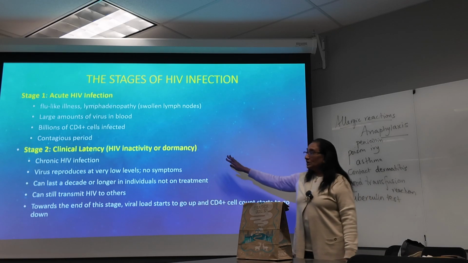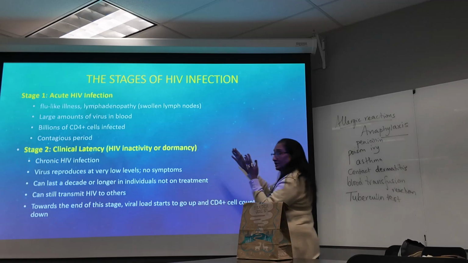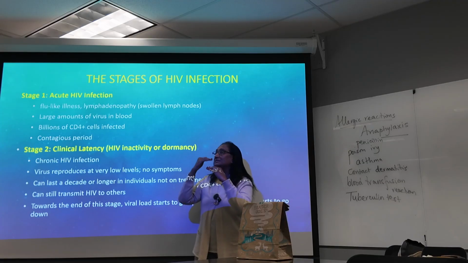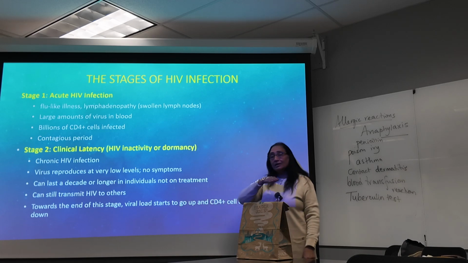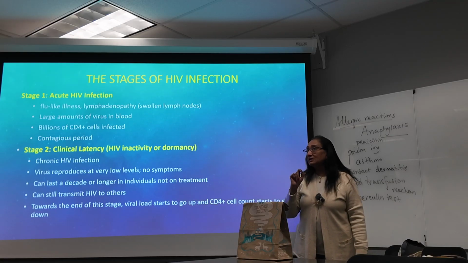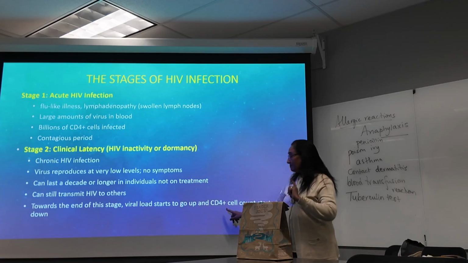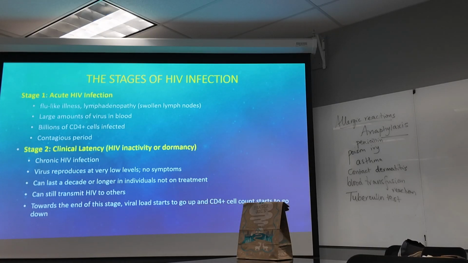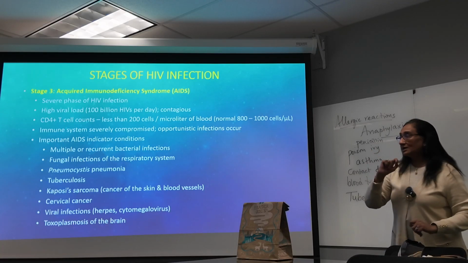And then towards the end of this stage, which could be in 5 years or 10 years or 15 years, nobody knows, suddenly the virus numbers will start increasing. If you're following the patient, you will see the viral load will start going up, and a lot of CD4 T helper cells will start getting destroyed. So they'll start getting lysed. And that's when the numbers of T helper cells will start steadily going down. And then the person enters stage 3, which is AIDS, acquired immune deficiency.